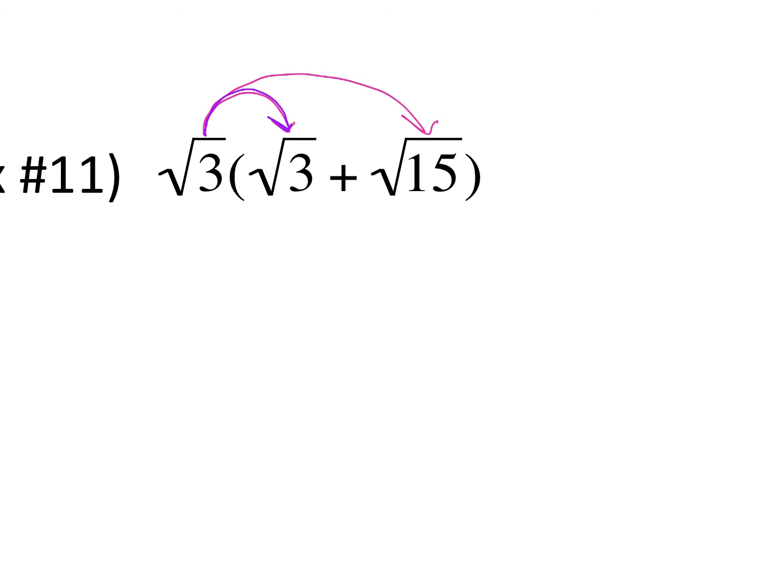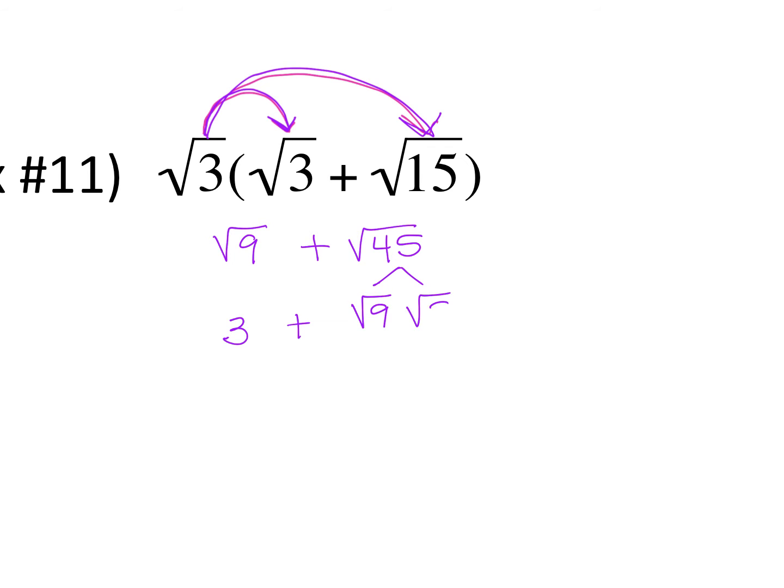So rad 3 times rad 3 is rad 9, right? Plus rad 3 times rad 15 is rad 45. So you have rad 9 plus rad 45. Well, rad 9 is 3. And then rad 45, we can break down into the square root of 9 times the square root of 5. The square root of 9 is 3, so we have 3 plus 3 rad 5.